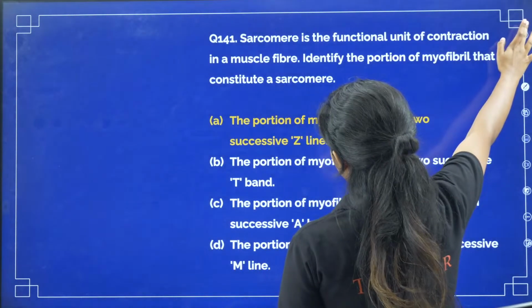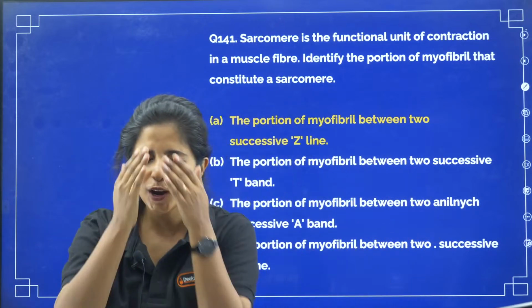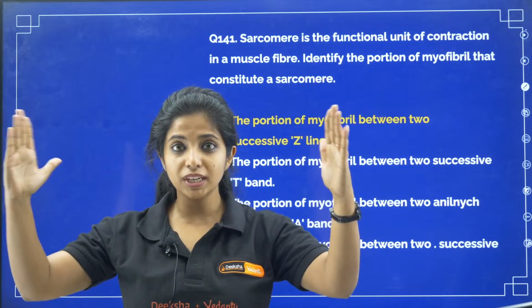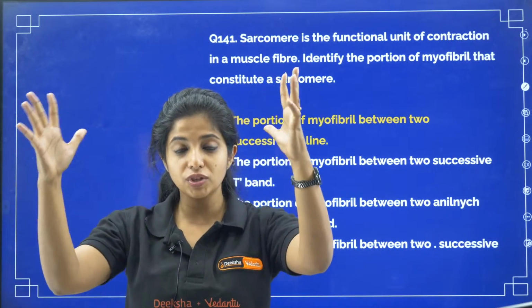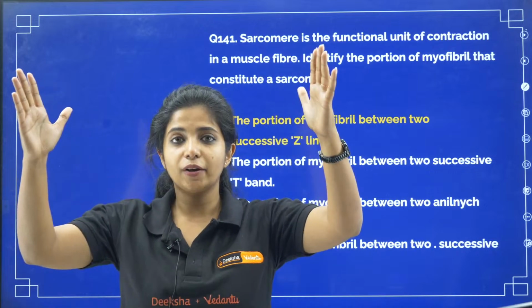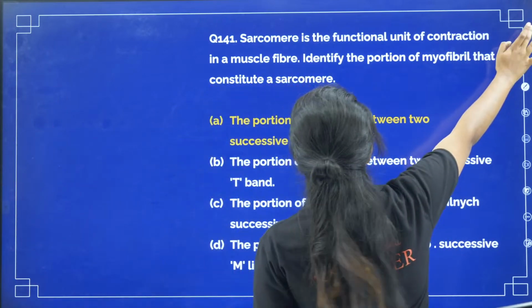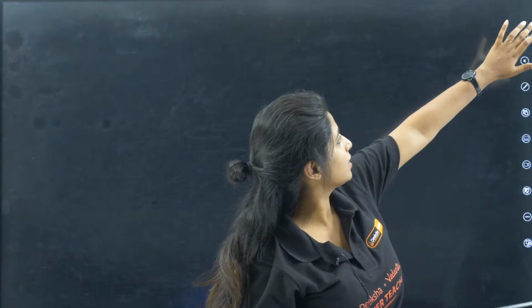I think, children, this is the last question. Just listen to this question also. Contraction happens when two Z lines come together, and in between you have the M line. So Z and M come closer. Where is the sarcomere? In between two Z lines. Remember that also. And the corpus callosum connects the two cerebral hemispheres.